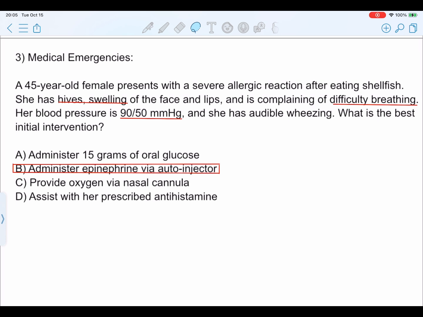D, assist her with her prescribed antihistamine. So antihistamine is allergy medicine.